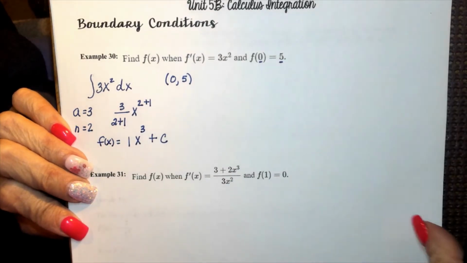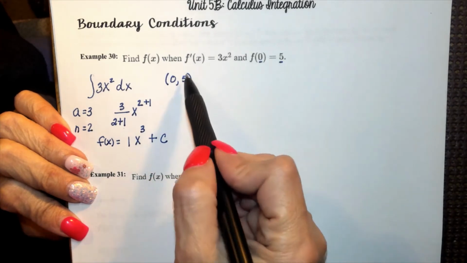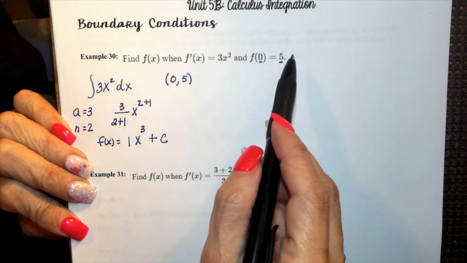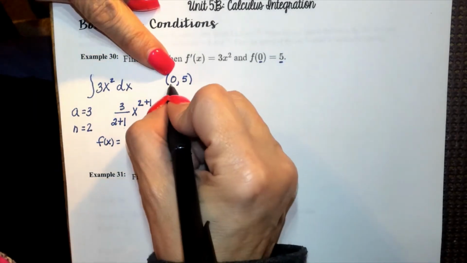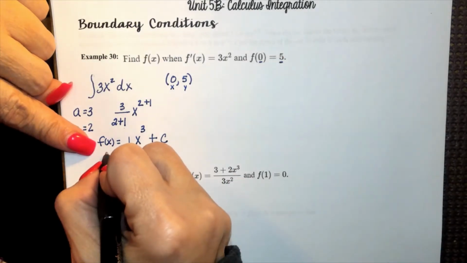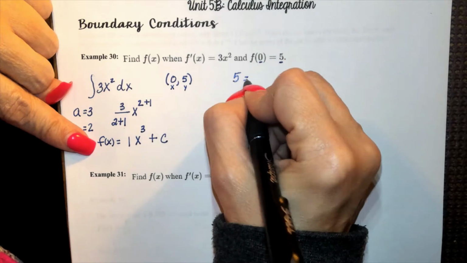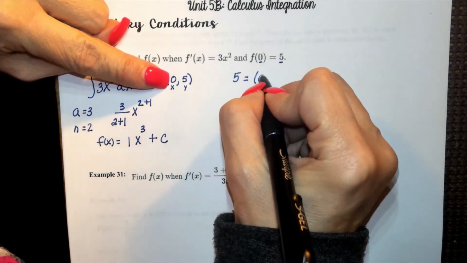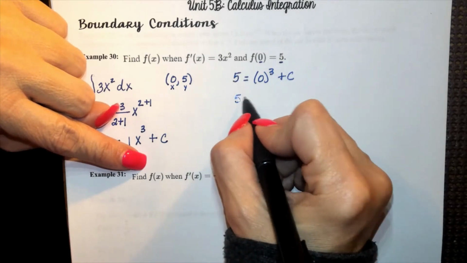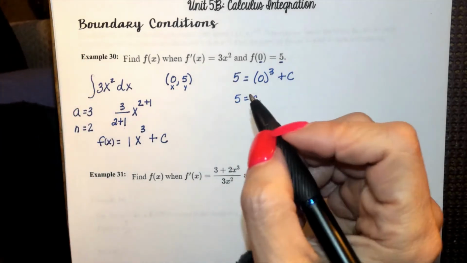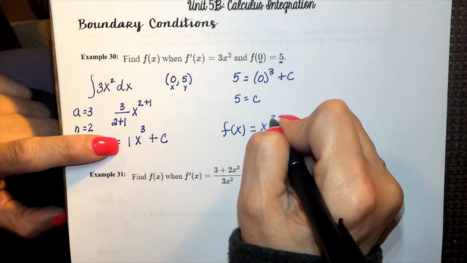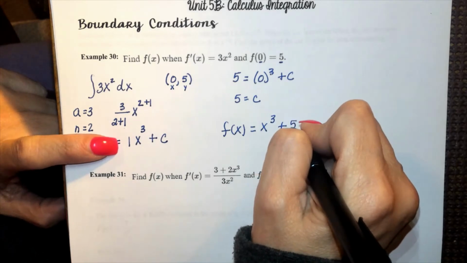Now, in order to figure out what c is, I know that this ordered pair is on f of x, because f of 0 is 5. This is my x. This is my y. So I'm going to say, instead of f of x, I remember that's y, so 5 equals x to the third. I know x is 0 plus c. Solve that and you get 5 equals c. So now you know the rule. F of x equals x to the third plus 5.